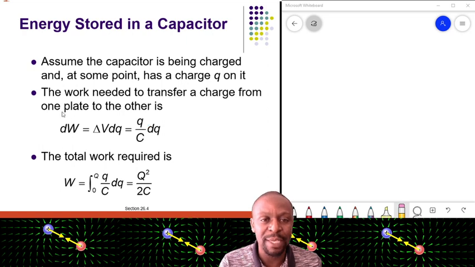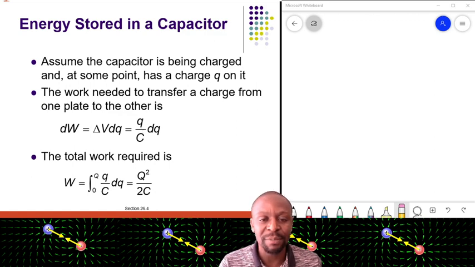Therefore, if you take the integral from 0 to Q, you will end up with the work given by this equation, because here you are taking the integral from 0 to Q when you are charging the capacitor. Therefore, that is just going to be given by this equation. The total work required is given by Q squared divided by 2C. The Q squared comes from the integration.